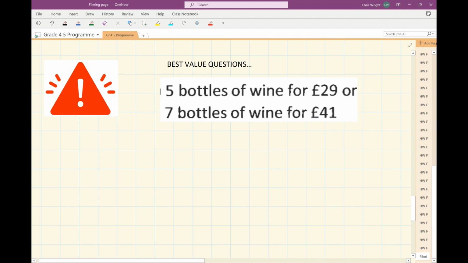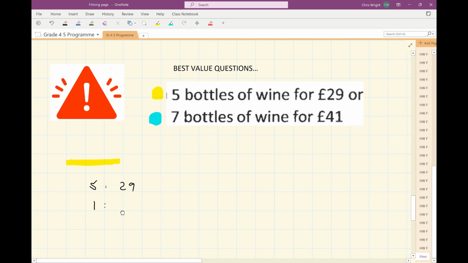So here's a best value question where we're told the cost of 5 bottles of wine and alternatively the cost of 7 bottles of wine, and we need to work out which of those offers is the best value. Is it the 5 bottle of wine offer or the 7 bottle of wine offer? Pause the film, have a go, and then press play again. Right, the 5 bottle of wine offer. Well, 5 bottles cost £29, so I'm going to work out the cost of 1 bottle by doing 29 divided by 5. So 1 bottle, if I use this offer, costs £5.80.